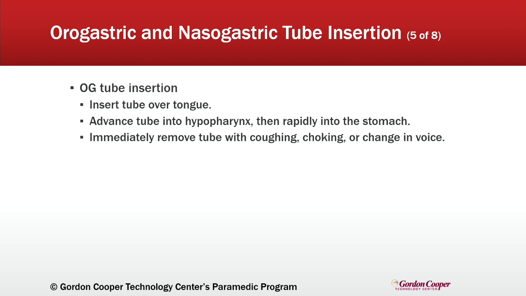So then you're going to insert the tube over the tongue, using a tongue blade if needed to help with insertion. Advance the tube into the hypopharynx and then quickly insert it into the stomach. If the child starts to cough, choke, or experience a change in voice, remove the tube immediately because you may have wound up in the trachea.